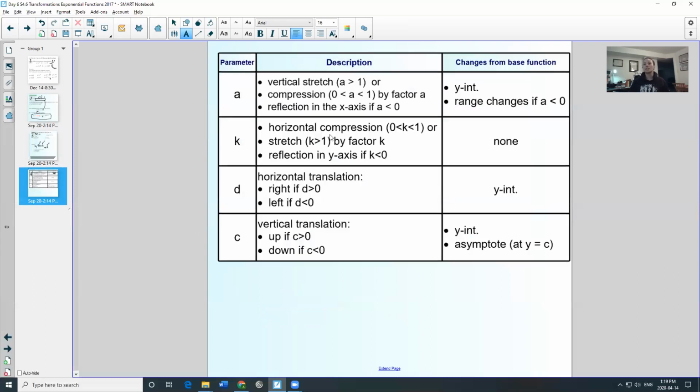The last slide is just a summary of what you've done and how it would help for your translations, okay? Or for your exponential functions.